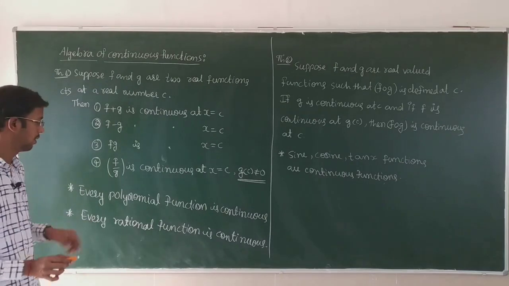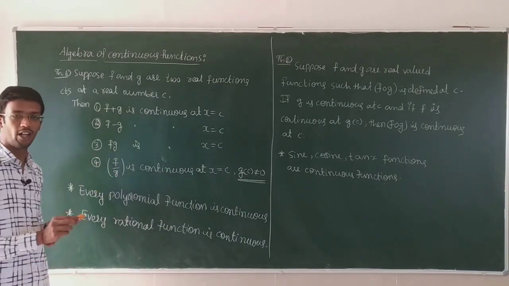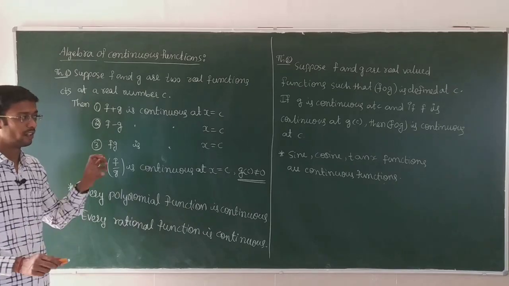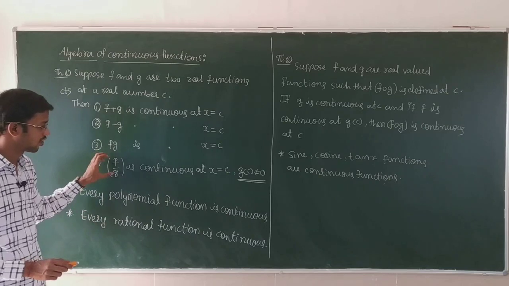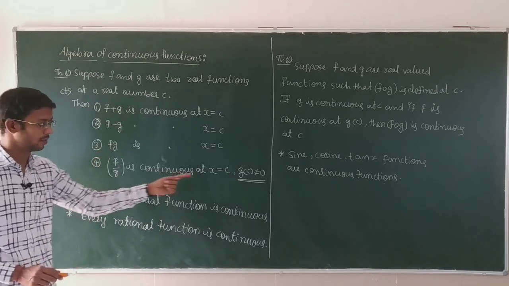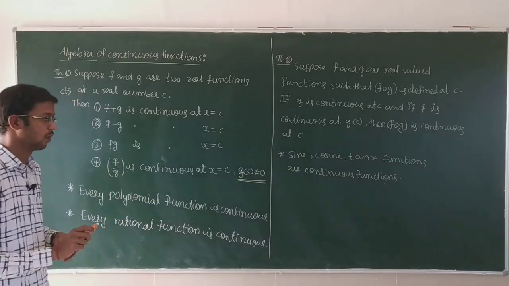Why? Because if g of c is 0, this function is not defined. First the function must be defined, then it is continuous. So the function is not defined. For that purpose we are giving the condition g of c is not equal to 0.